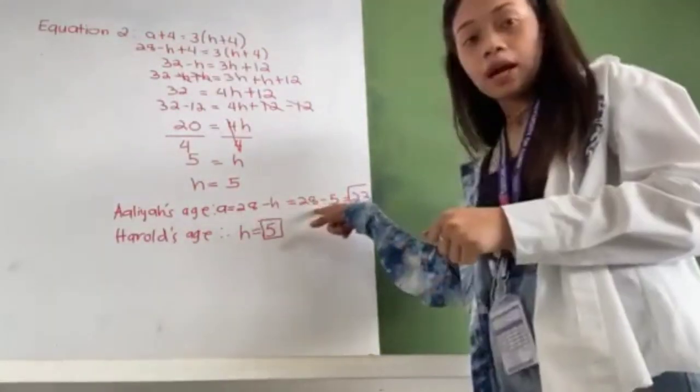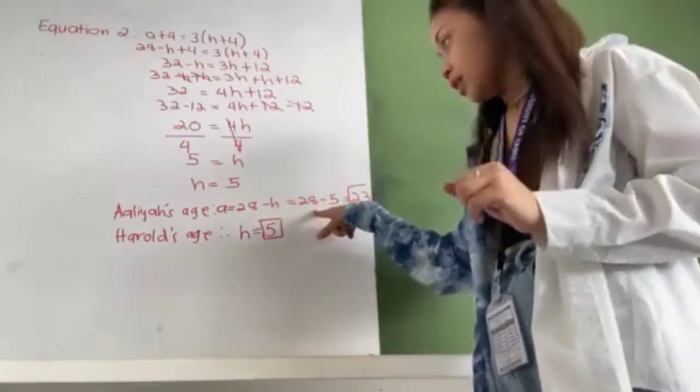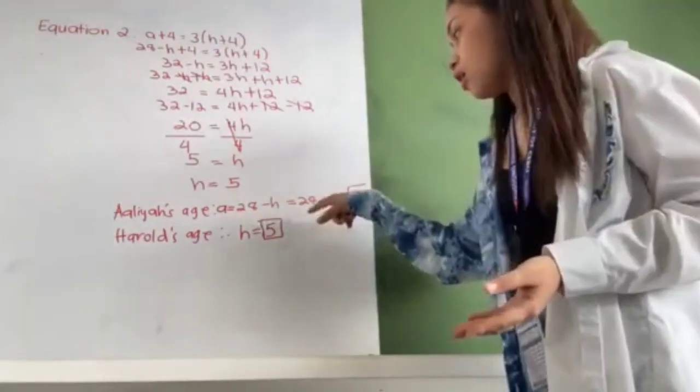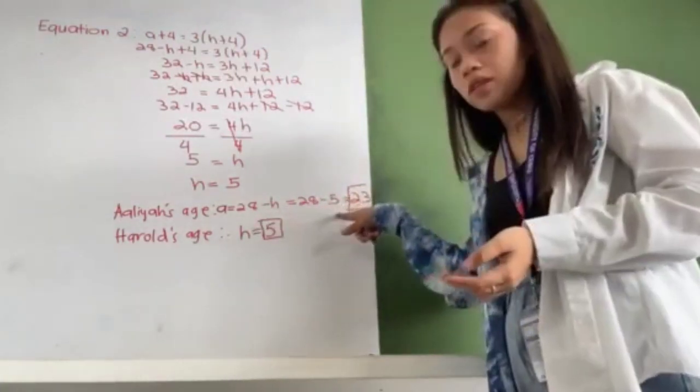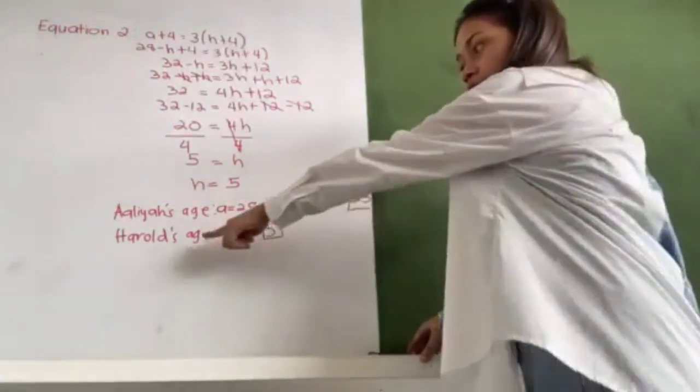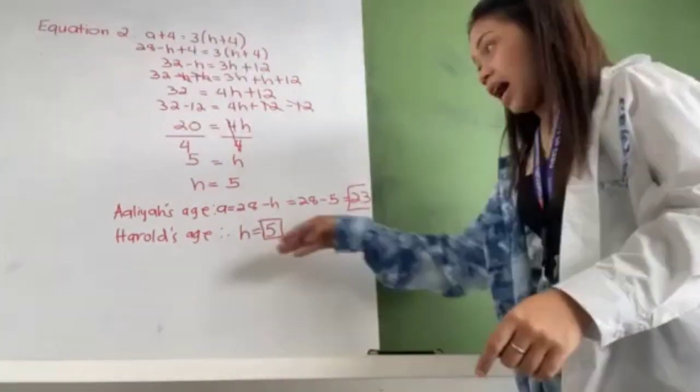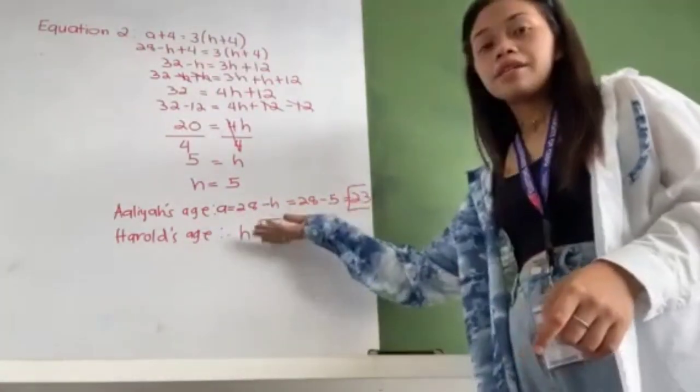Since mali ang sum sa ilang duha ka edad, para makita nato ang edad ni Aliyah, ato i-minus ang edad ni Harold, which is 5. 28 minus 5 equals 23. Then Harold's current age is 5. Currently, Aliyah is 23 years old while Harold is 5 years old.